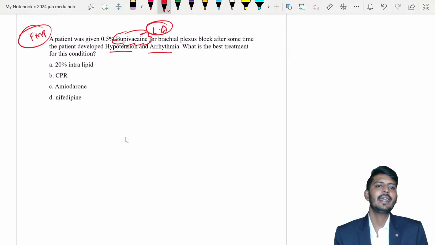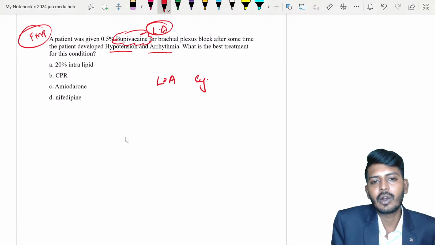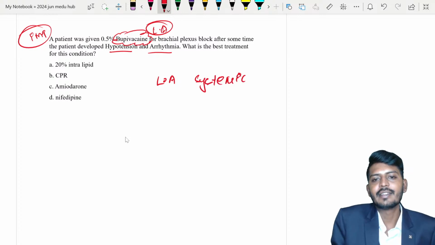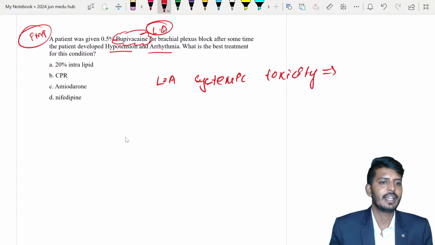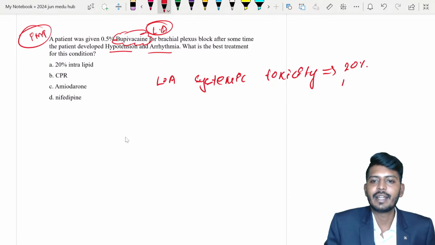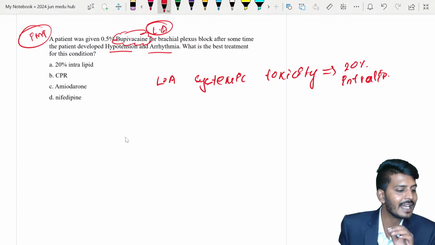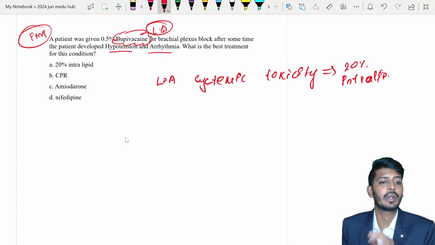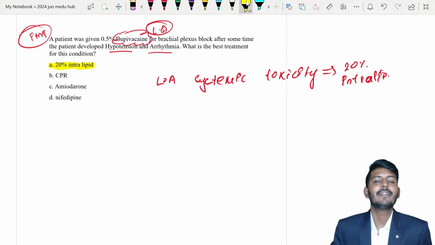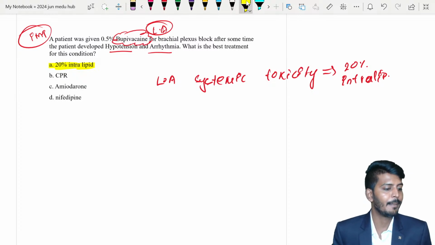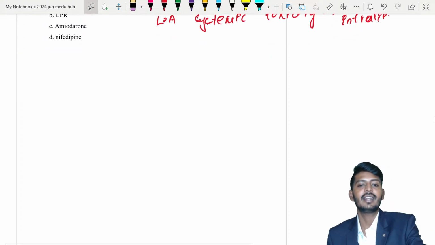So remember it is a local anesthetic overdose. For all the local anesthetics, for local anesthetic systemic toxicity, the treatment of choice is 20% intralipid. Directly याद रखो intralipid. What is the drug of choice? Intralipid. Okay, so amiodarone कहाँ पे यूज करते हो? Ventricular arrhythmia में. Nifedipine is used in hypertension. So local anesthetic का overdose का drug of choice is intralipid. Sir, what is that? Intralipid.